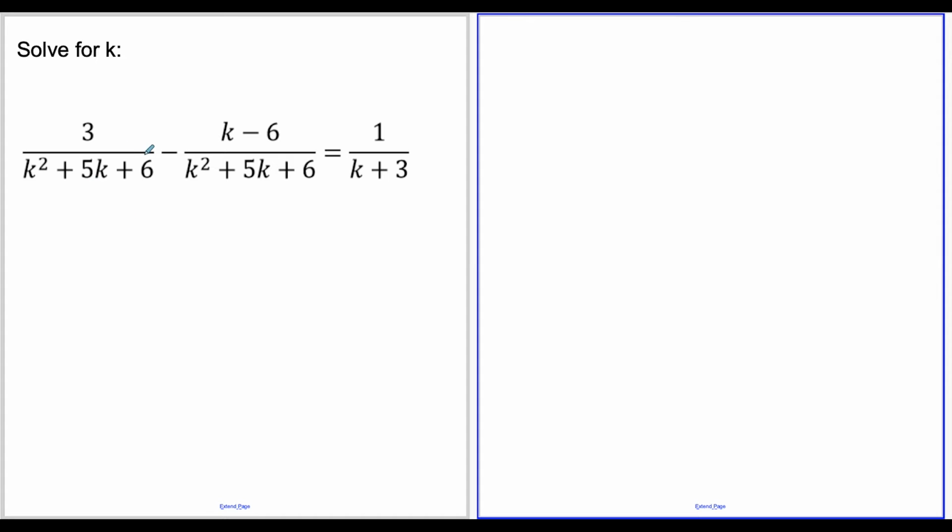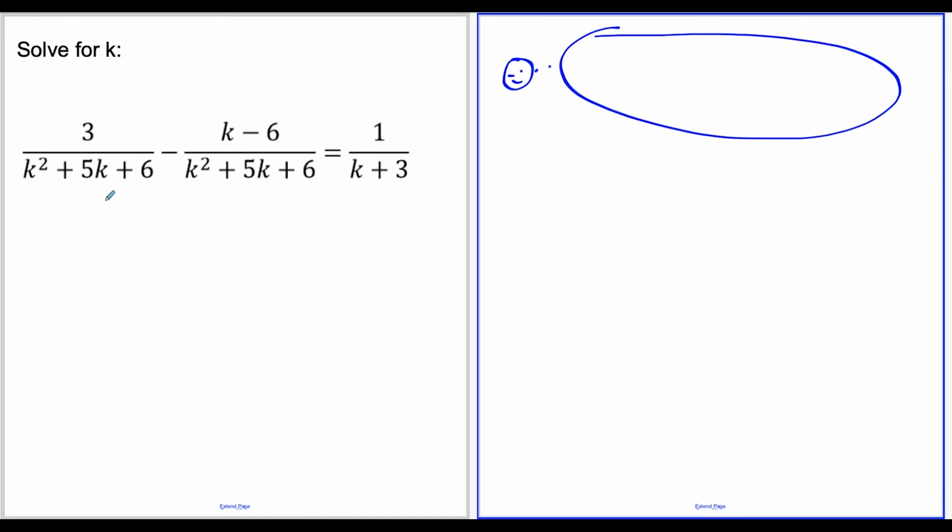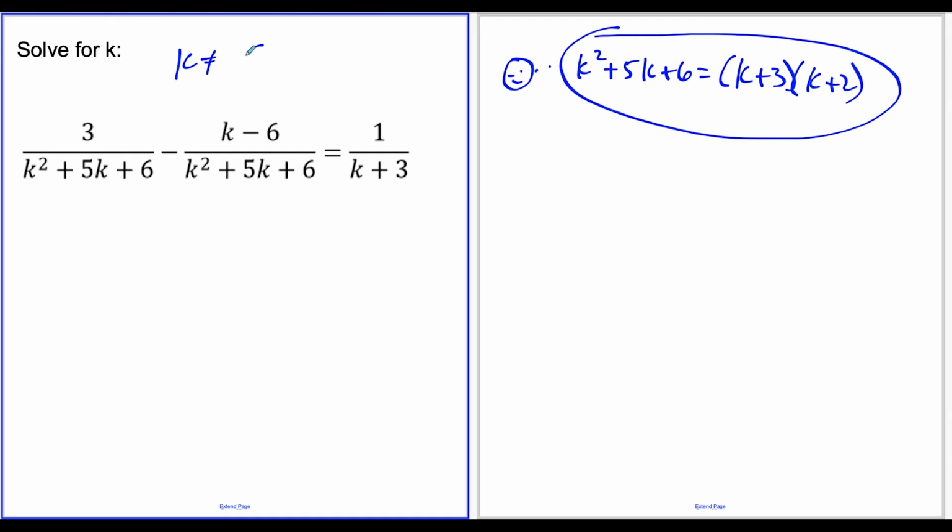Now, the moment any subtraction is introduced to these questions, there's a very dangerous trap. Remember, our thought process is the same. What I'm thinking of on the side is how does the denominator actually factor out? So how can we factor this expression here? And that factors as k plus 3 times k plus 2. So notice the k values that are not allowed: we cannot get k equals negative 3 or k equals negative 2. So then what we have to look at here is notice this last fraction is missing a factor of k plus 2. So what we want to do here is multiply that last fraction by k plus 2 over k plus 2.